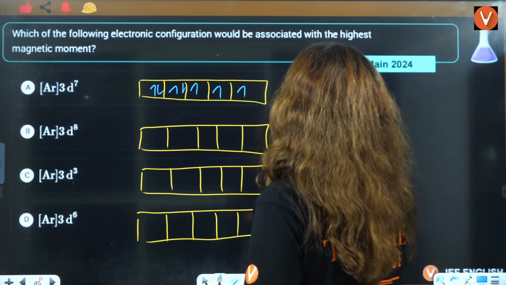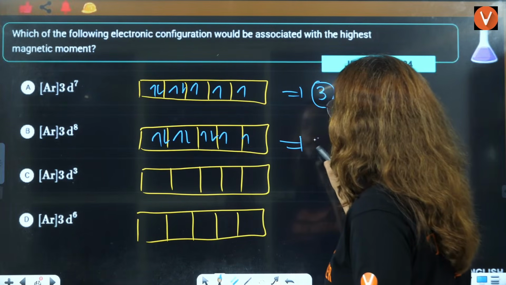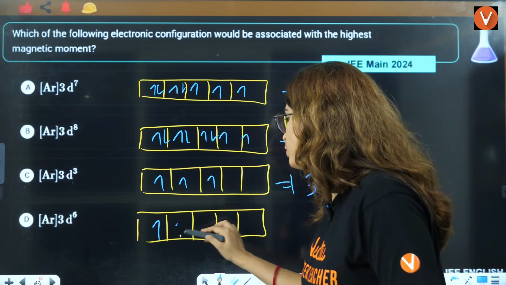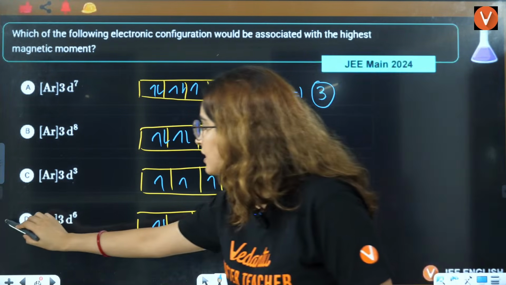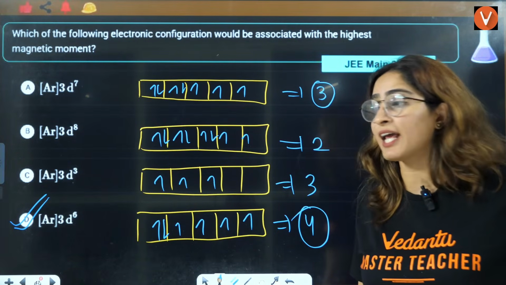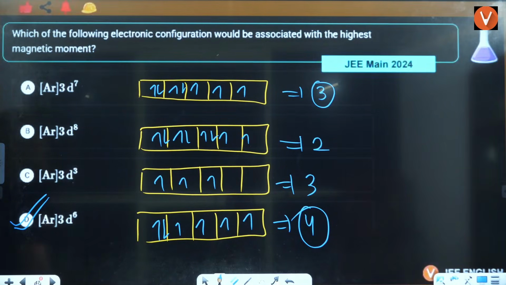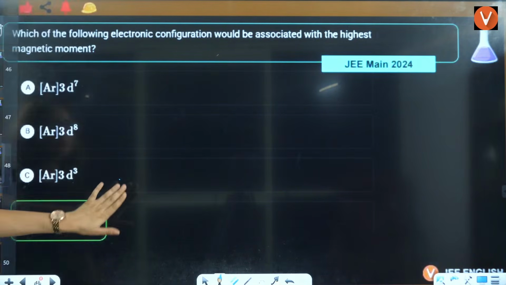Number of unpaired electrons is 3. 1, 2, 3, 4, 5, 6, 7, 8. Number of unpaired electrons is 2. 1, 2, 3. Number of unpaired electrons is 3. 1, 2, 3, 4, 5, 6. Number of unpaired electrons is 4. So this has the highest number of unpaired electrons, so its magnetic moment will be the highest. Okay? Right, everybody? Rathi, clear? Yes, Chandru, clear? Understood? So the answer is going to be D.